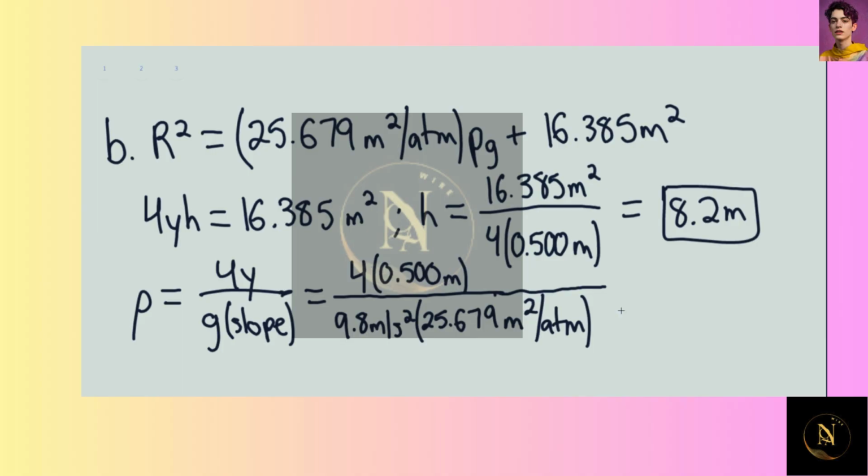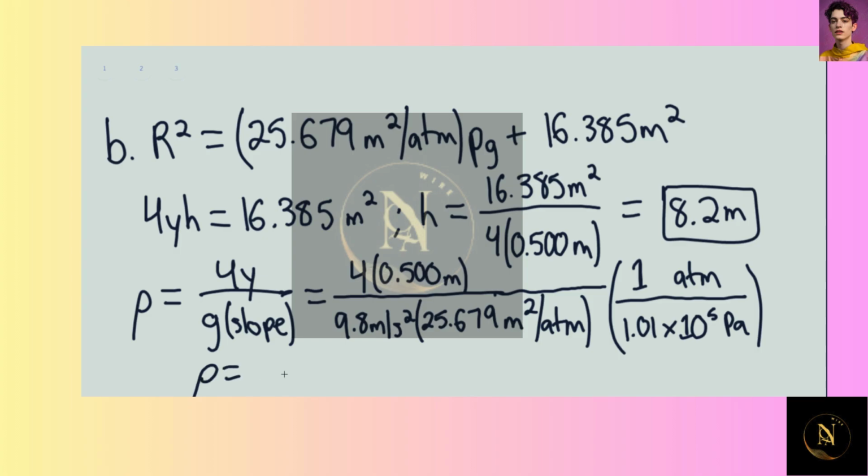And again, this should, of course, be dimensionally correct, but we have atmospheres. So we need to multiply this by 1 atmosphere for every 1.01 times 10 to the 5th Pascal. So this needs to be dimensionally correct. And the density of the liquid is then found to be 803 kilograms per cubic meter. This would be our second answer for part B.